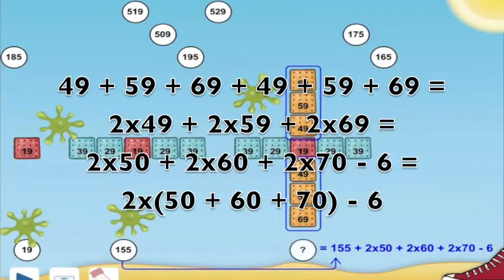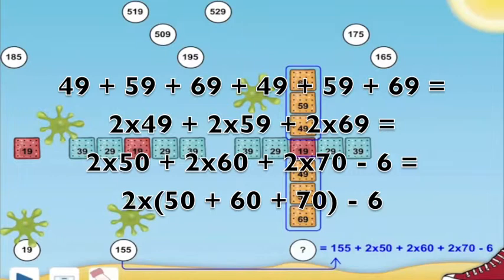And now using our strategy, we'll turn 49s into 50s, 59s into 60s, and 69s into 70s and make sure we subtract enough ones away. So in the third line we have 2 times 50 plus 2 times 60 plus 2 times 70 minus 6. In the last line we see that I factored out a 2, and in parentheses we have 50 plus 60 plus 70, and 2 times that amount minus a 6.